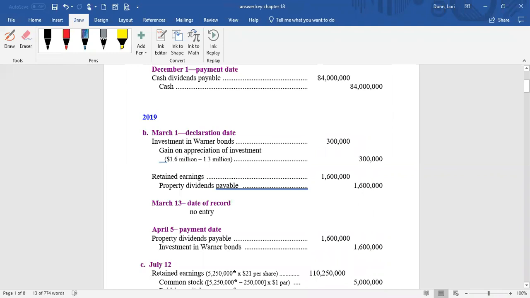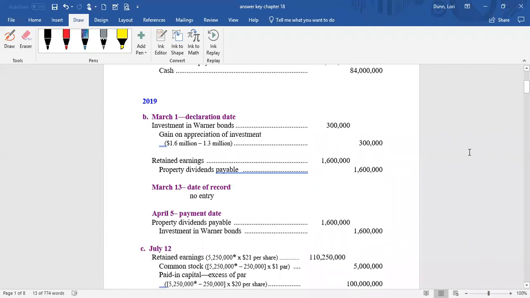So there's another type of dividend. Let's take a look at the next one. Oh, these are getting good. On July 12th, the corporation declared and distributed a 5% common stock dividend when the market value was $21 a share. Cash was paid in lieu of fractional shares, representing 250,000 equivalent whole shares. Let's see what happens here. Now, what's key is they declared and sent out.